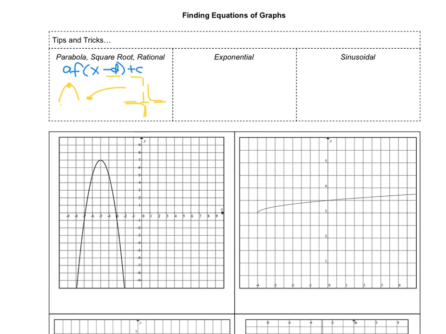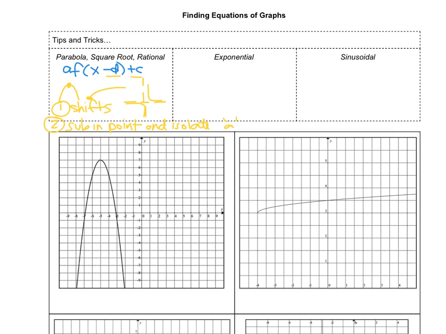So step 1 is your shifts. Step 2 is find another point and plug it in for x and y to solve for a. And that is exactly what you did in grade 10. So sub in the point and isolate a. So let's try it out with this parabola.